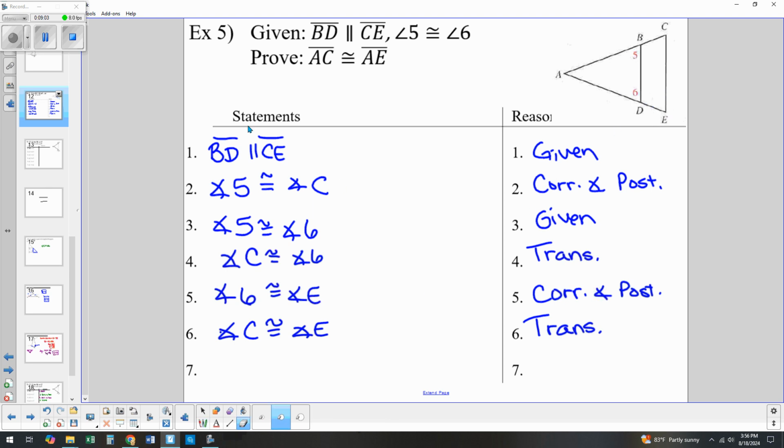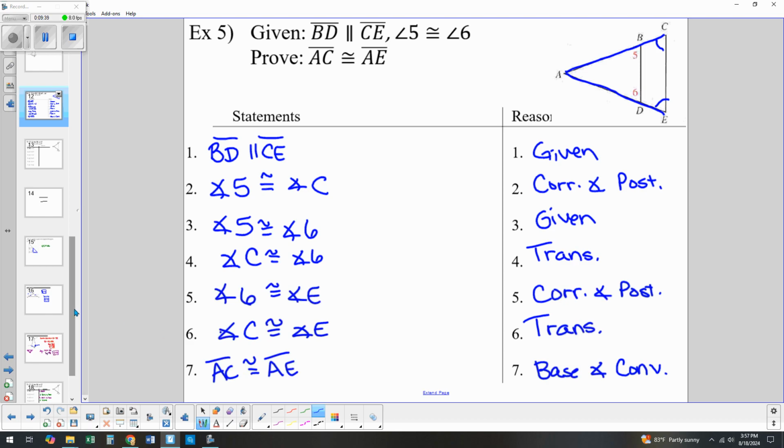So my last step, I'm proving that segment AC is congruent to segment AE. If I know that the base angles here are congruent, that would make the legs here congruent of the big triangle. So I can say that segment AC is congruent to segment AE, and that is the base angles. And now let's think about it. Is it about angles? No, so it's going to be the converse. Remember, we use theorem if it's about angles. And that's our proof.